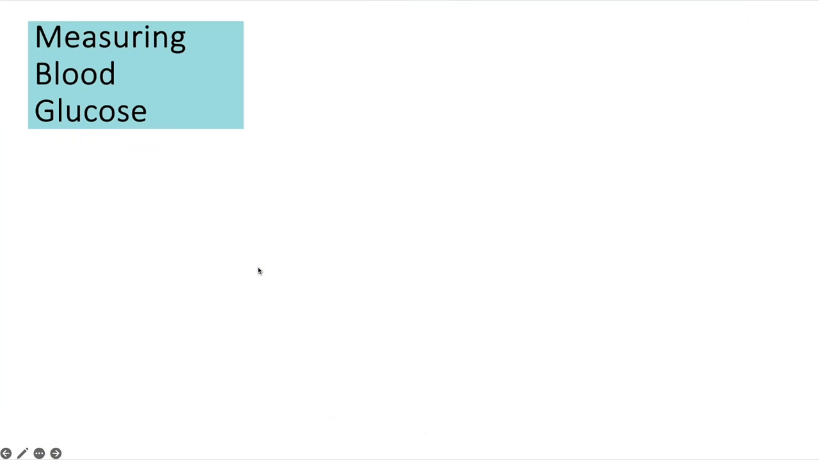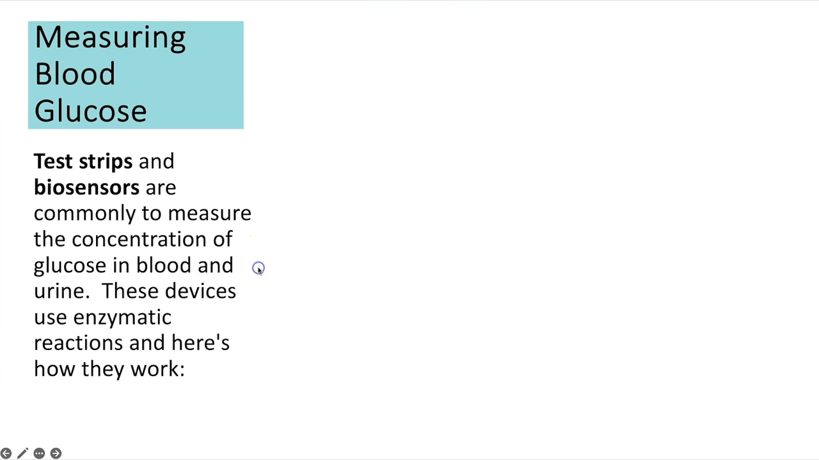So let's have a look at how you can measure the blood glucose levels. This could be using test strips and biosensors. And you might want to measure your blood glucose levels to test for diabetes, for example. And these are commonly used to measure the concentration of glucose in blood and urine.